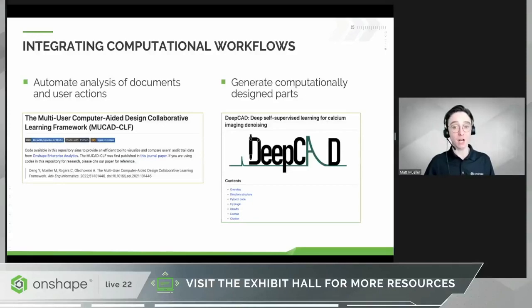The first are automated processes for analyzing either document design data or user actions to help learn more about the models and how engineers are building them. And the second are automated processes for computationally designing parts, both using the REST API and FeatureScript together. The two screenshots here are examples of these computational workflows that have been open sourced by researchers through GitHub, but I'll talk some more about these specific research projects soon.